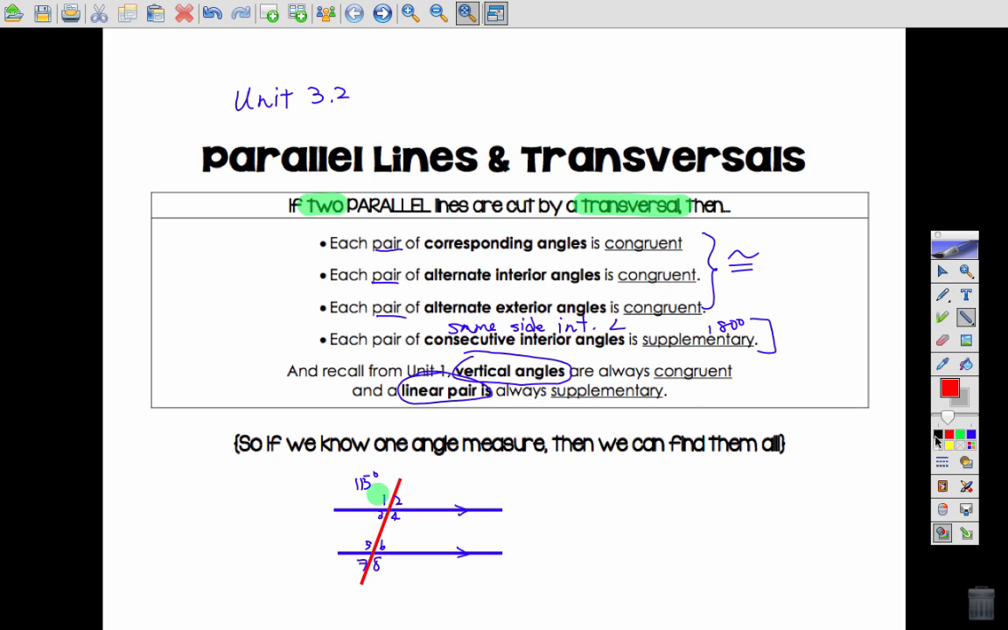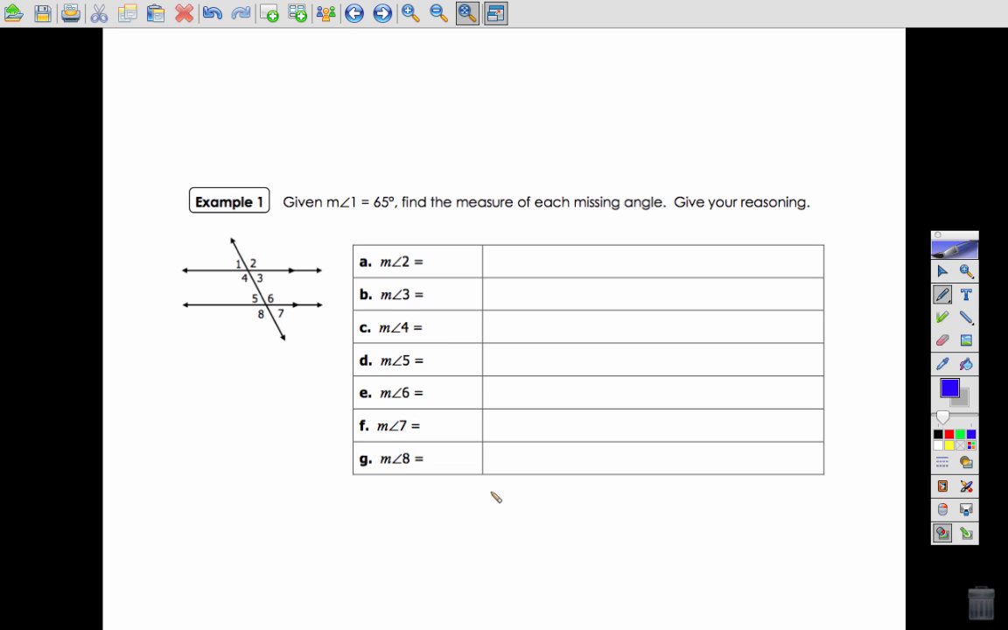Now, if I have a second transversal in black, and therefore I create another 8 angles, as long as I'm told one angle here, I can figure out the relationships and the angle measures for all the other 7 angles. So how does that work?